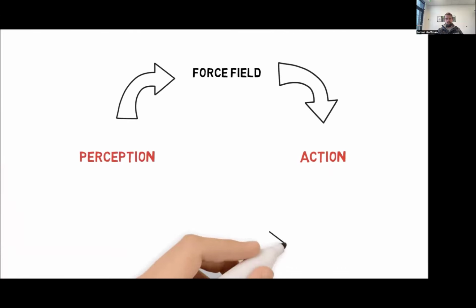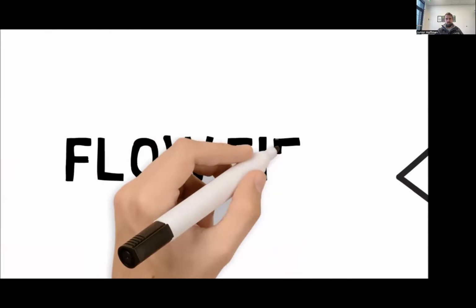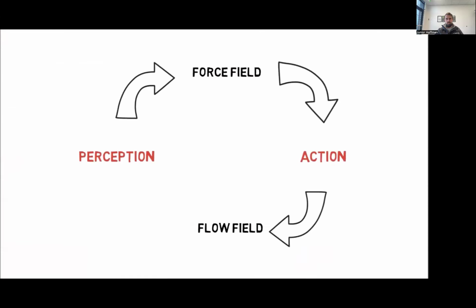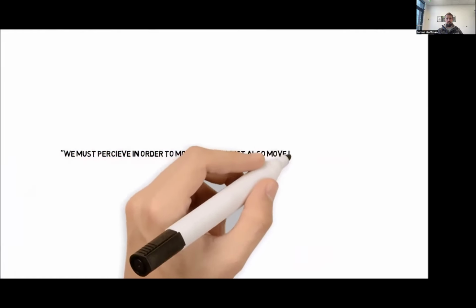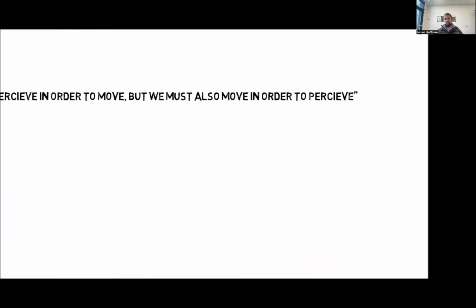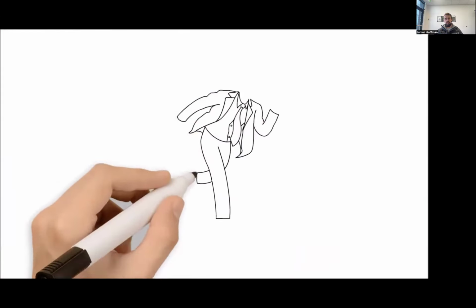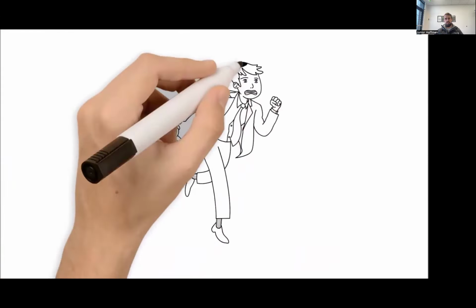As a consequence of such action, changes occur in the flow field. In the case of visual perception, this is a different optic array or field of vision. Changes to the optic array, or changes to an animal's field of vision as an animal moves around the environment, directly impact how they act. The quote from Gibson, "We must perceive in order to move, but we must move in order to perceive," really sums up this process.